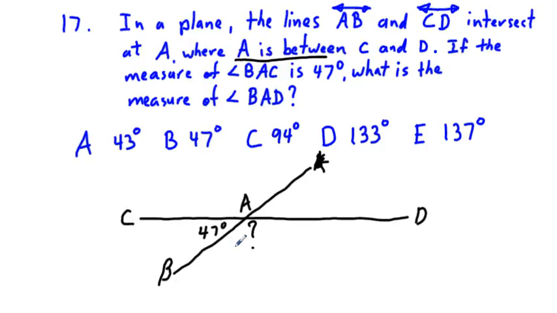Well, we're talking about supplementary angles. So 180 degrees is going to equal 47 plus our unknown x. So we subtract out 47. So what plus 47 equals 180? Well, it's going to be 133 degrees.